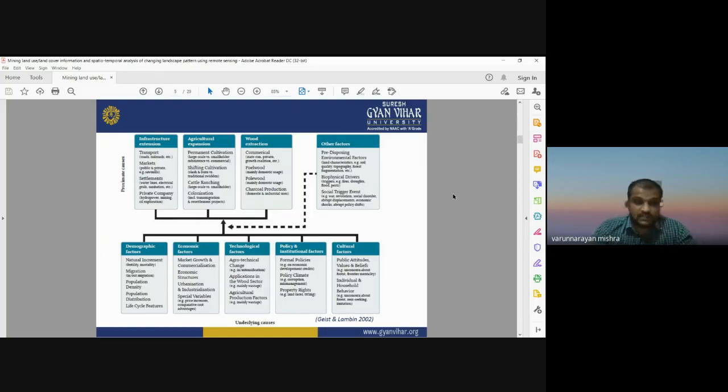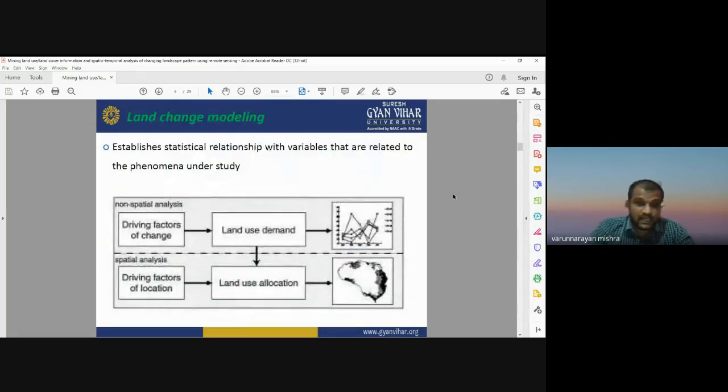The main theme is that we are studying the dynamics over the time period of any study area. So there may be several factors. There may be only one factor, or there may be several factors, but we should consider all the factors that are possible in that study area. So this is already discussed that land change modeling basically establishes a statistical relationship between different variables. If we are talking about more than one variable, how a variable is related with another variable, and how the relationship between different variables is affecting the landscape of the study area under study.